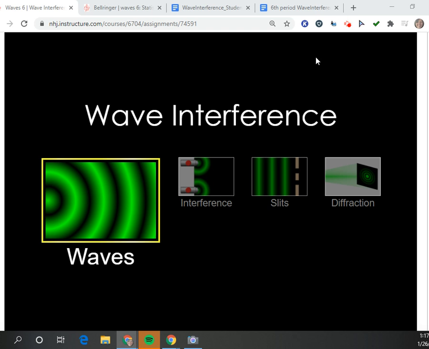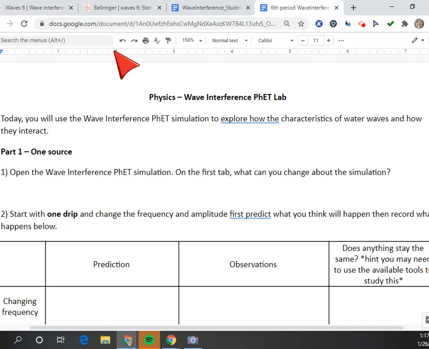Okay, so in today's simulation, we're going to talk about wave interference. We've already pulled up our lab sheet so that we can answer these questions. You needed to make a copy of it for yourself. Let's go ahead and get started with it.